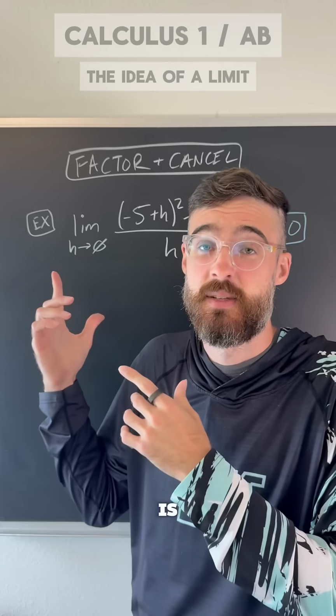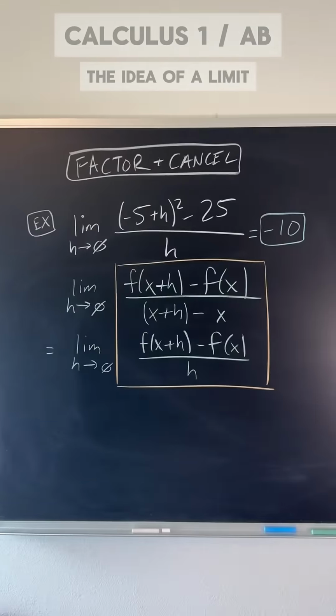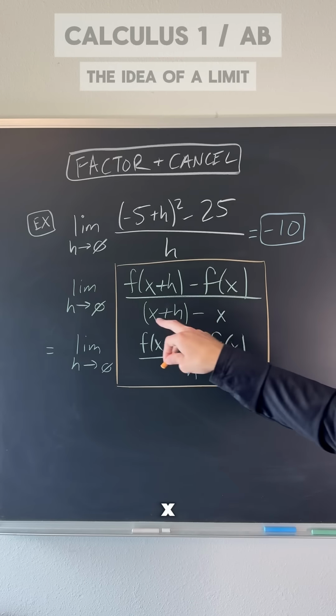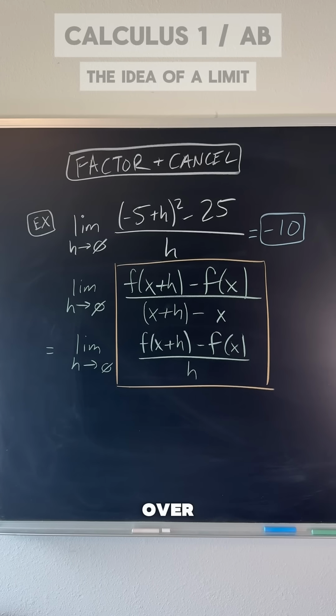Great, so we found that this limit is equal to negative 10, but that still didn't answer the question of what is the difference quotient? The difference quotient, which is represented by this expression f of x plus h minus f of x over x plus h minus x, represents the average rate of change of a function over some interval.